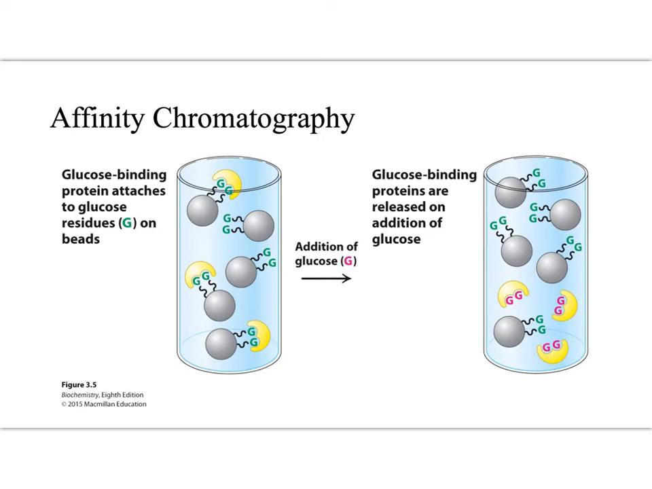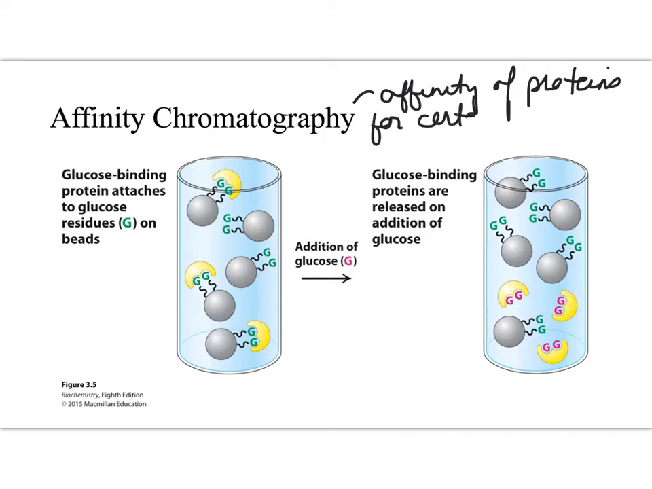Next, we have affinity chromatography, and this type of chromatography utilizes the affinity of proteins for certain functional groups. So it separates based on affinity of proteins for certain functional groups.